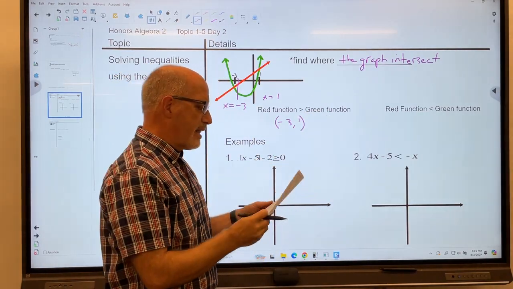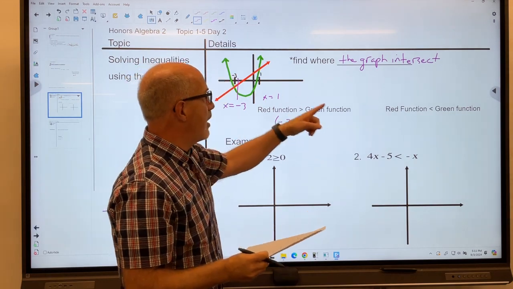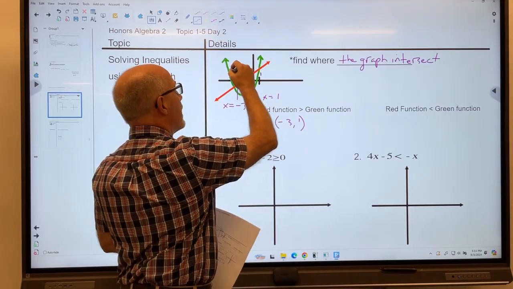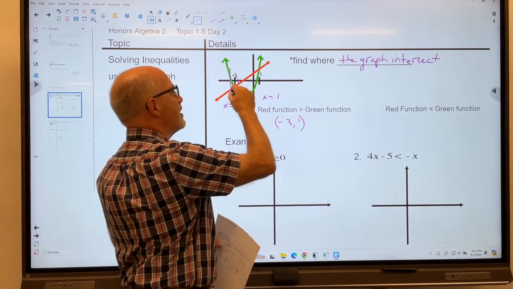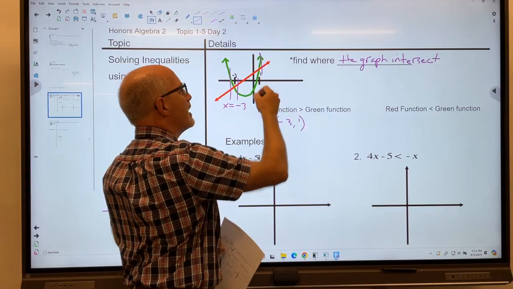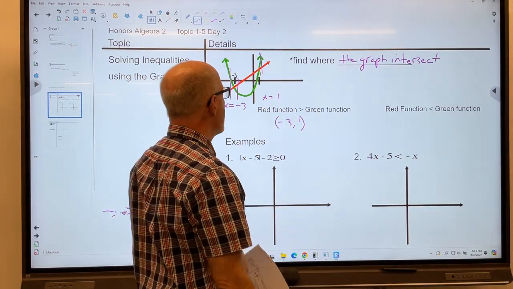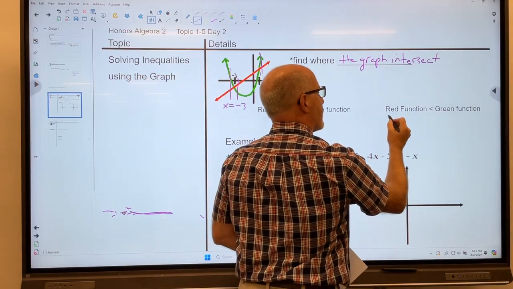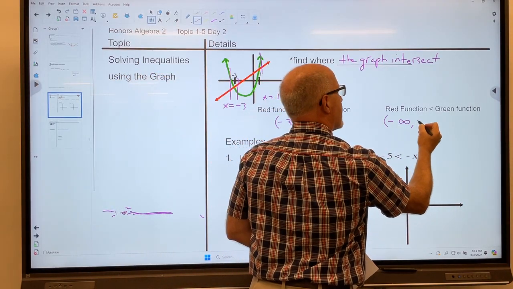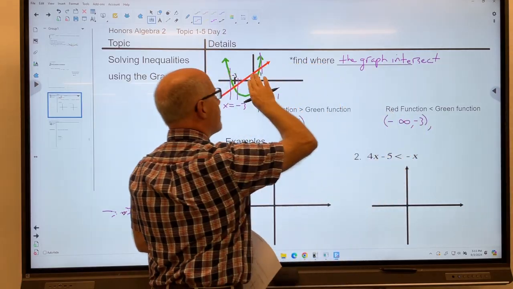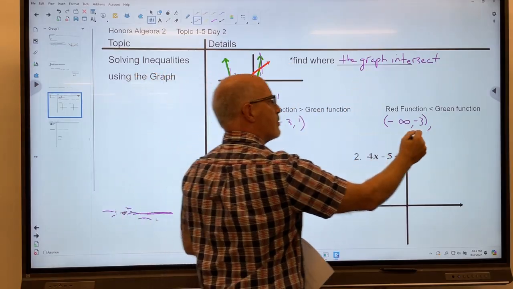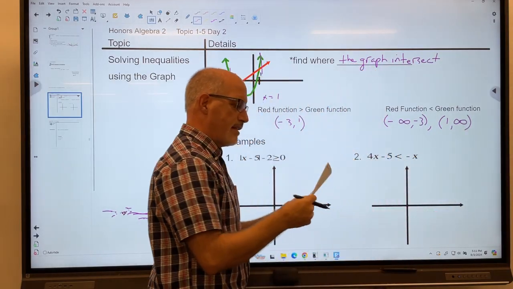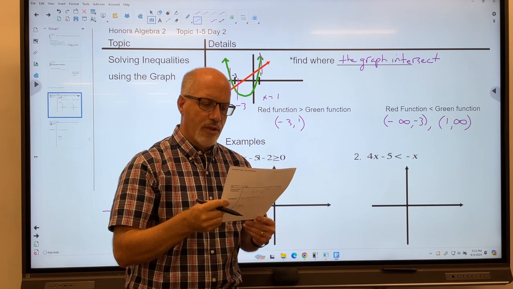Now when we're looking at the green above the red, so red below the green, then you look at any point out here, red's below green out in this area, and red's below green out in this area for any x value. So to describe those intervals, it goes all the way from -infinity to -3, and then the other part is starting at 1 and going off to infinity for the other interval that goes with the red below the green.